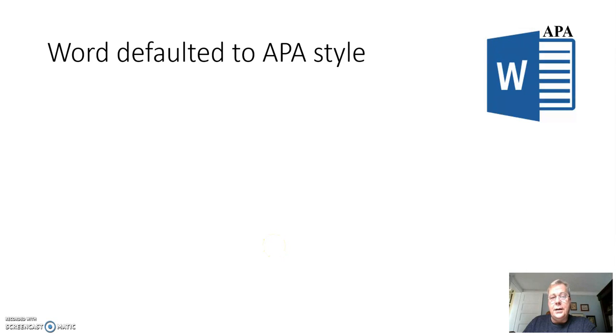Hello and welcome. Today I want to talk about changing the defaults in Word to APA style. This way, every single time you open up a new blank document, it'll come in formatted for APA. There are four easy steps.